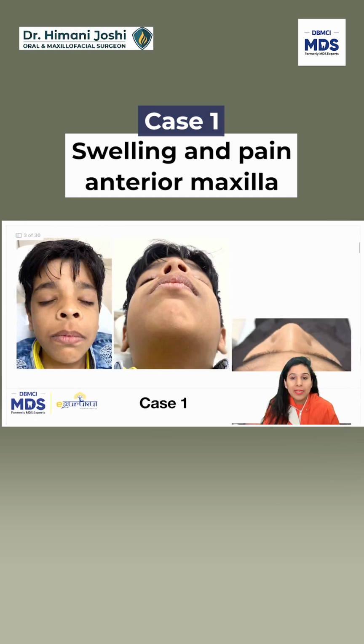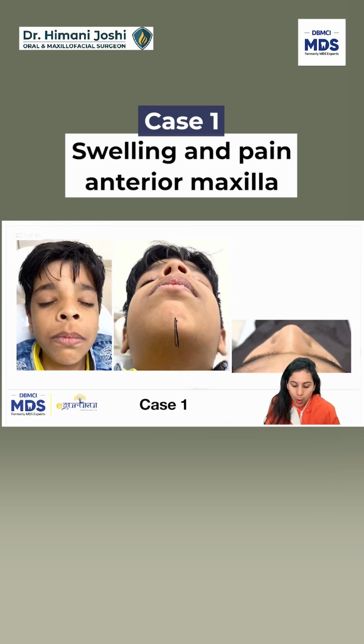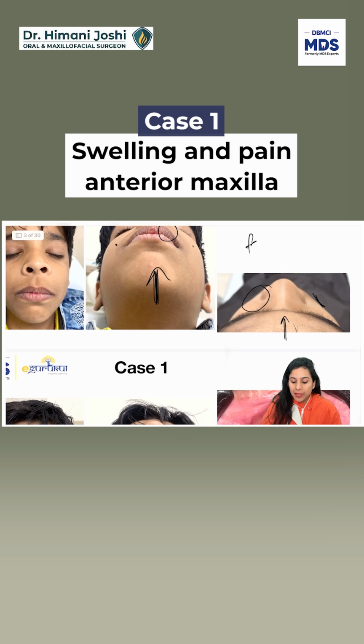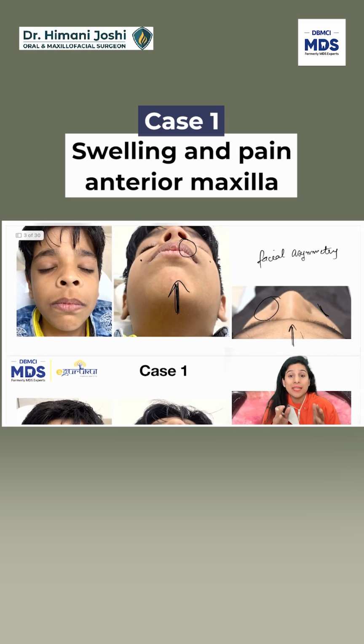So I look at him from the bottom, which is known as the worm's view, and I can see that the right and the left are definitely not in symmetry. There is some problem here. Similarly, when I see it from the bird's eye view from the top, I can see the asymmetry, that there is some swelling here and flatness here. So facial asymmetry is the first clinical feature I observe externally on inspection.